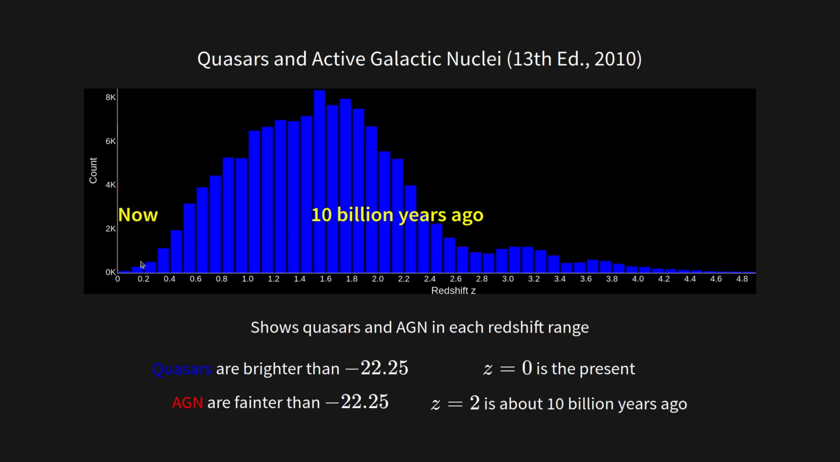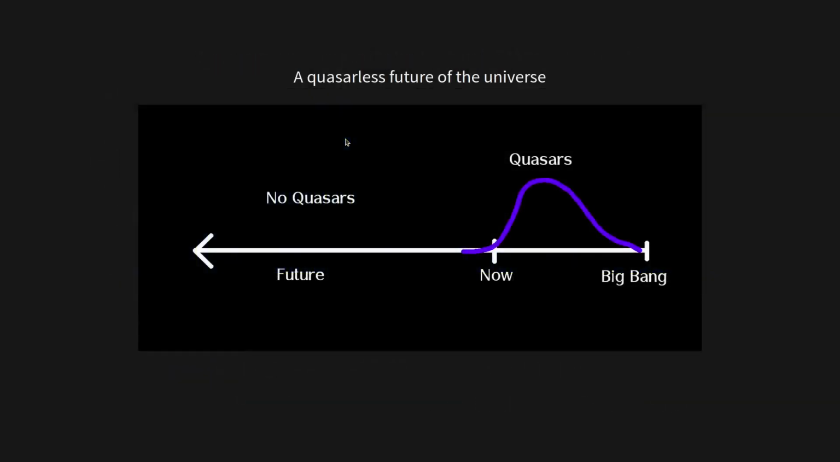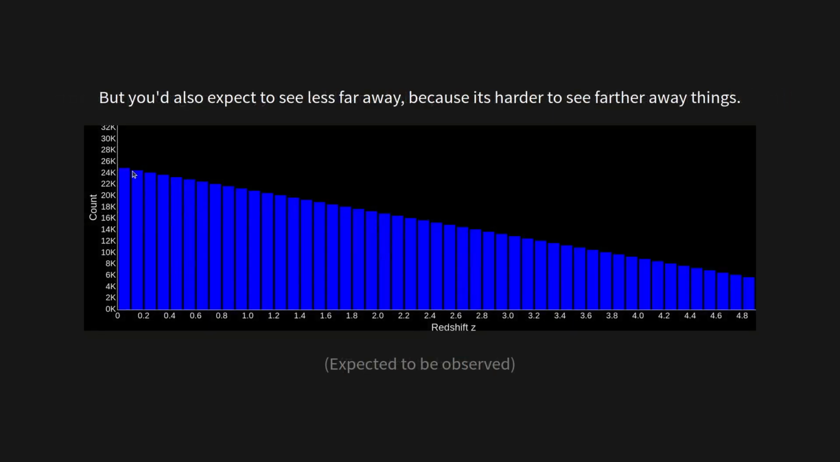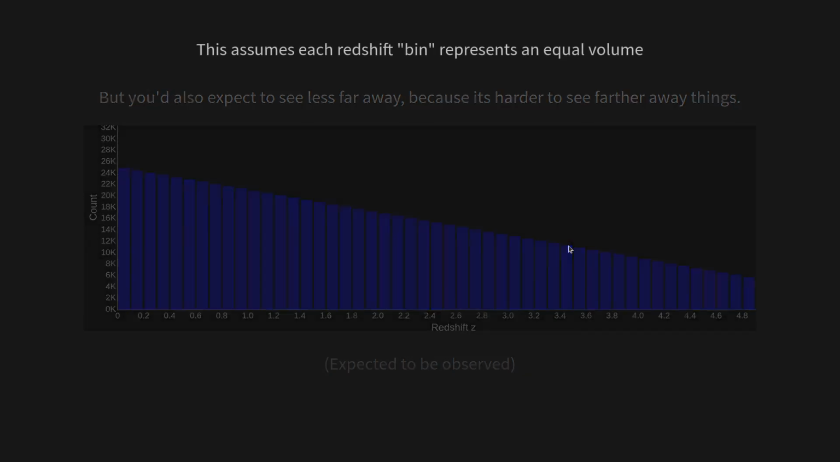So nearby, and thus today, we don't see very many quasars, but in the early universe, they were plentiful. Extrapolating into the future, that means there will be no more quasars to study, so maybe we're just lucky. But you wouldn't expect to see this in a non-expanding universe. What you would expect to see is all equal volumes to contain the same amount of stuff. But you'd also expect to see the near objects better and less of the farther objects, so it would kind of slant off like this.